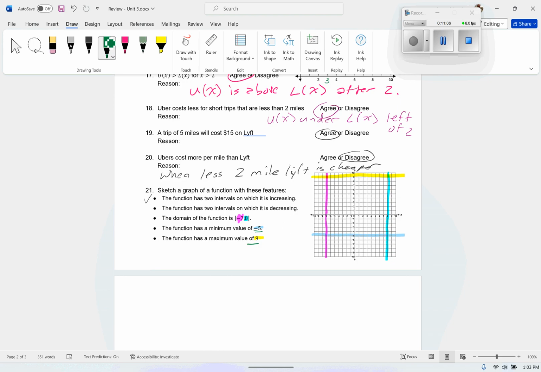Okay, so the function has intervals where it's increasing. So maybe we can say it's increasing from here to here, and then from here way up to here. They're increasing, those two things. And then it's decreasing, so maybe make it like that, and then bring that all the way down. And there's a perfect situation. That's not the only correct graph, but that's how I would justify doing that problem.